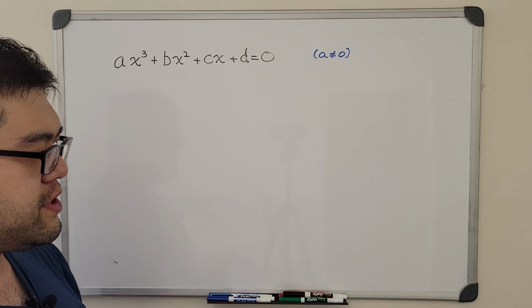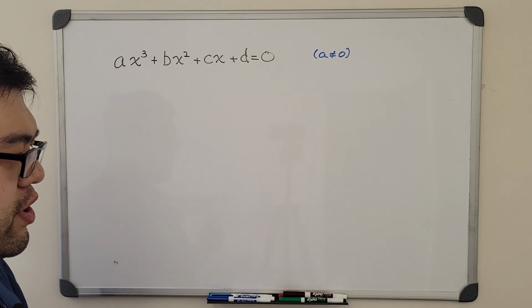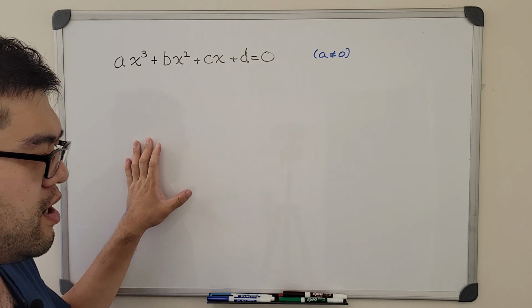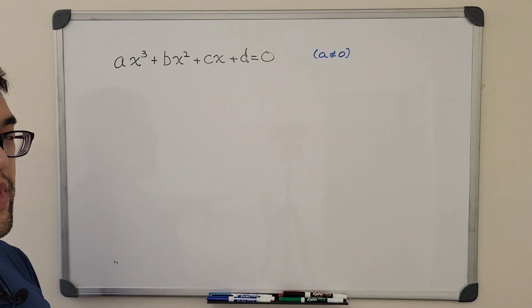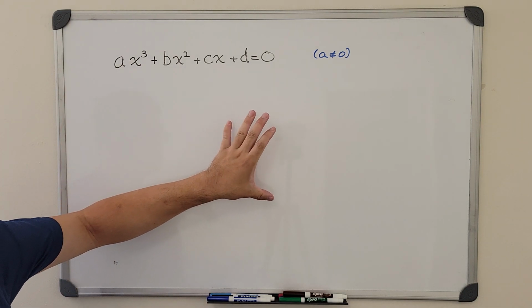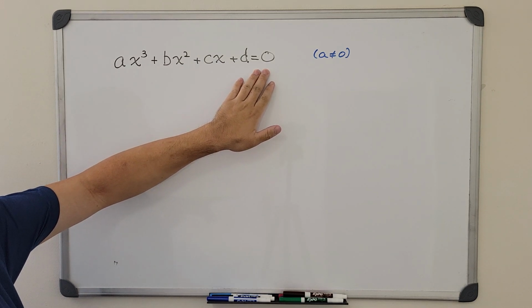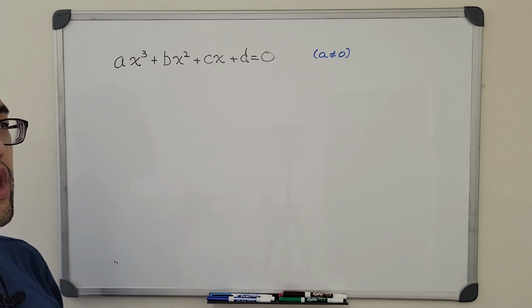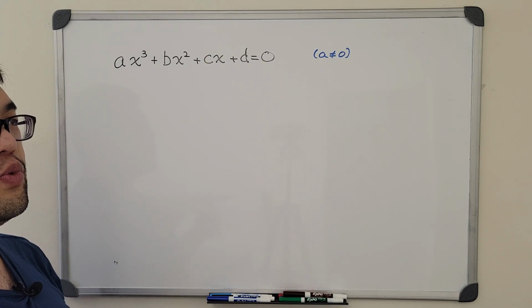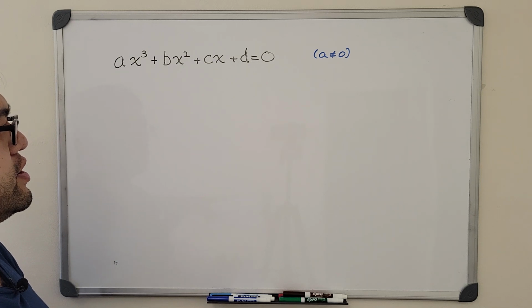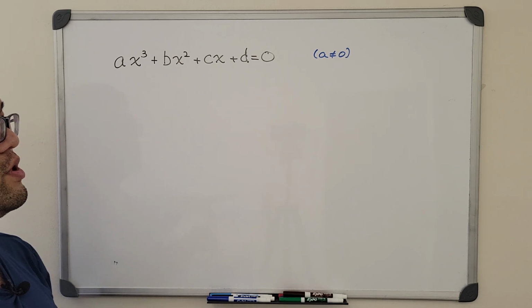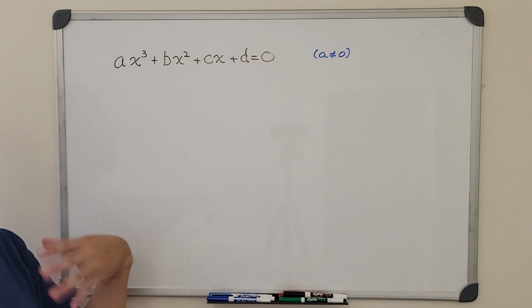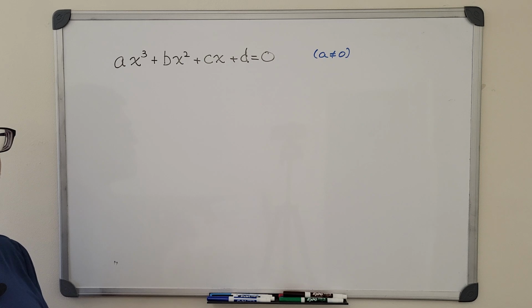So first, I need to mention the method that we're going to use. We're going to find the Cardano formula. Cardano is an Italian mathematician who first published a general solution for any cubic equation like this. But of course, he only found the real part. And again, that's because in his era, the idea of complex numbers was not developed yet. So people at that time did not know the existence of complex numbers.